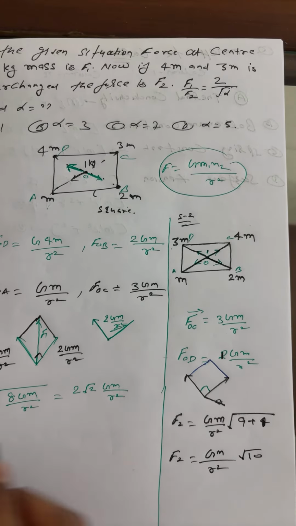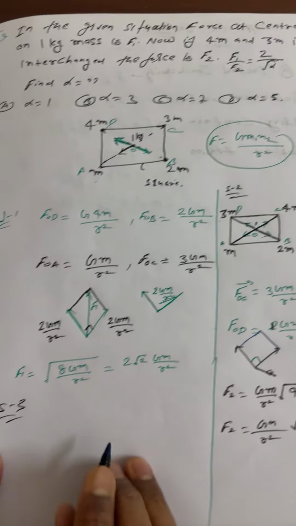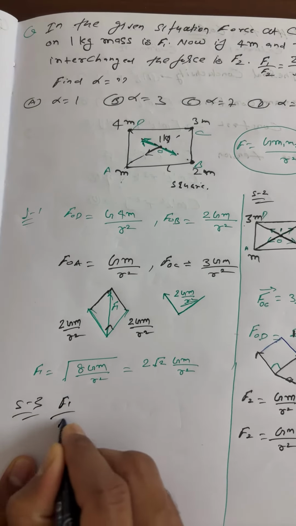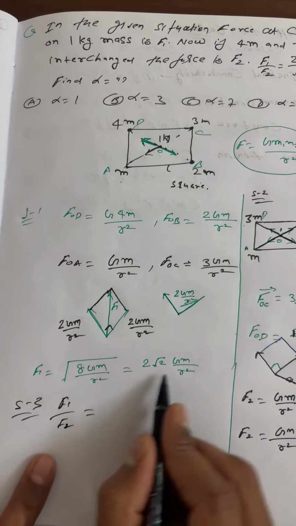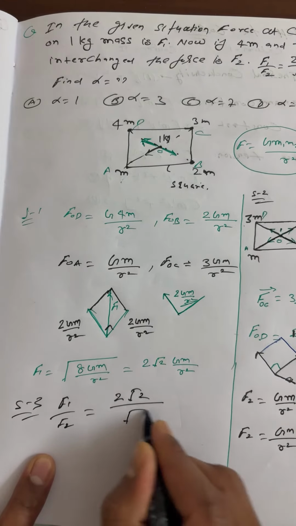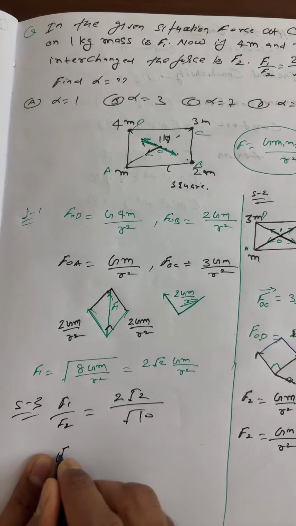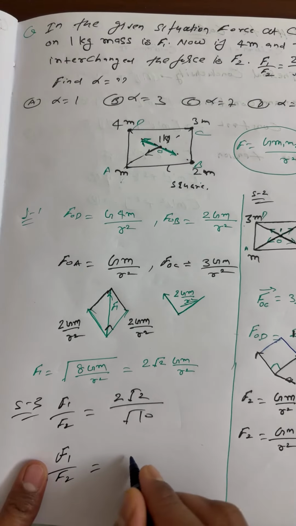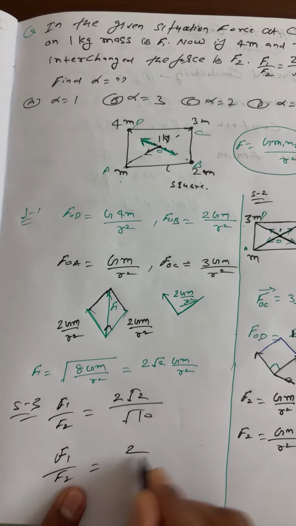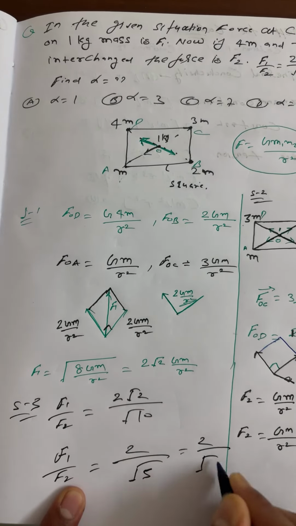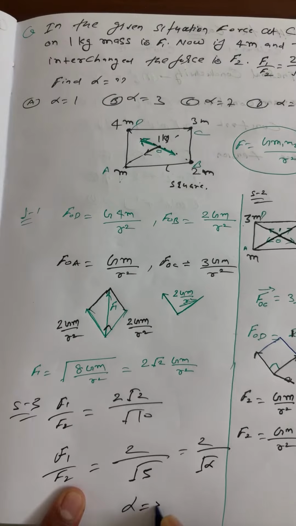Let's take the ratio of these two. Step 3: you can just take the ratio F1 by F2. F2 here is 2 root 2 upon root of 10. So finally F1 by F2 is 2 upon root 5. They mentioned 2 upon root of alpha, and they are asking for alpha. So alpha is 5 only.